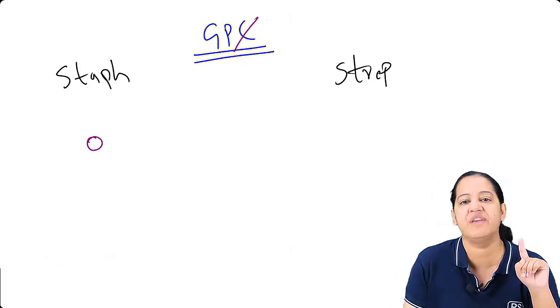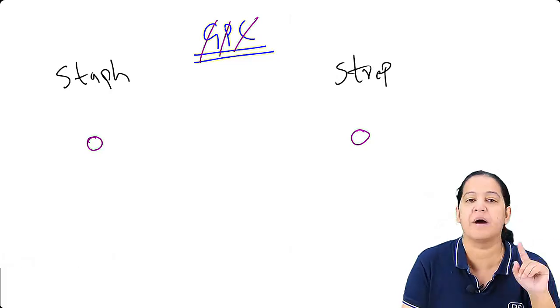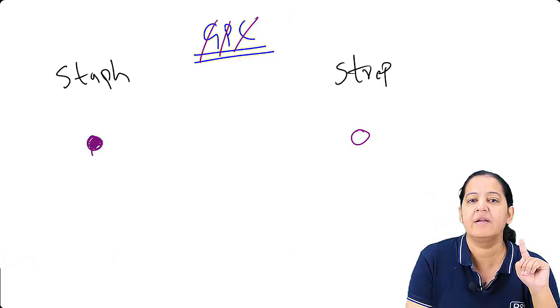This is also a sphere. This is also a sphere. And both of them are gram positive. So both of them are violet. Let me fill violet here.